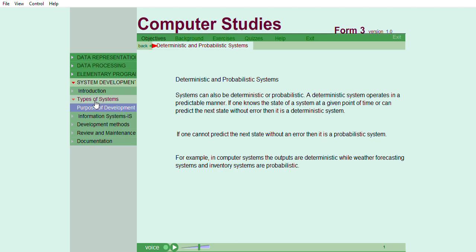without error, then it is a deterministic system. If one cannot predict the next state without error, then it is a probabilistic system. For example, in computer systems, the outputs are deterministic, while weather forecasting systems and inventory systems are probabilistic.